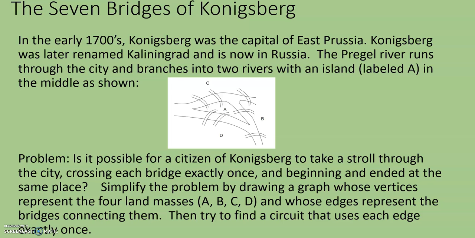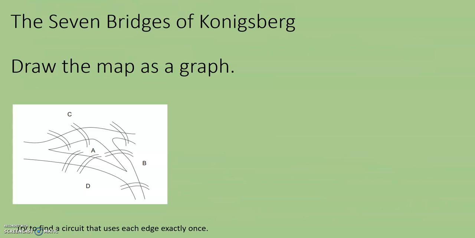Simplify the problem by drawing a graph whose vertices represent the 4 land masses and whose edges represent the bridges connecting them. Then try to find a circuit that uses each edge exactly once. So we're going to draw the map as a graph. Set up your vertices with B, C, A, and D.